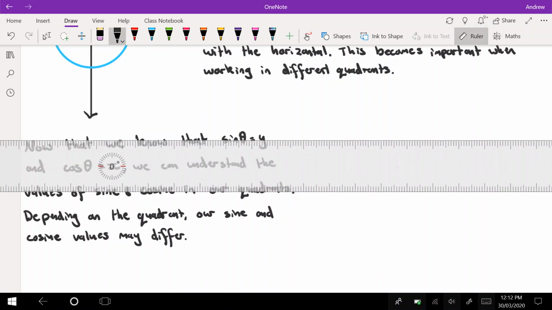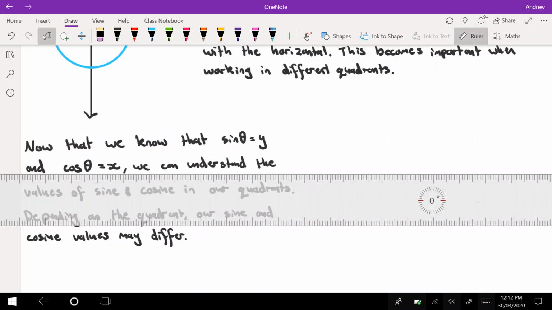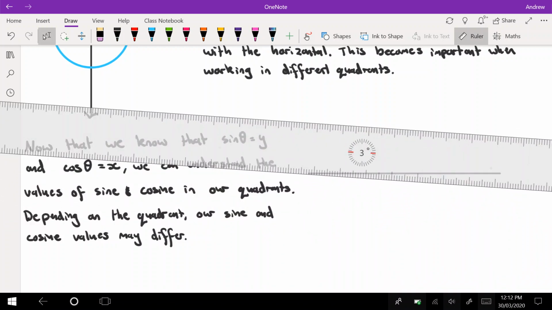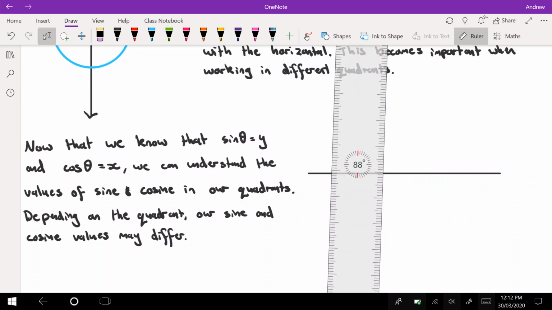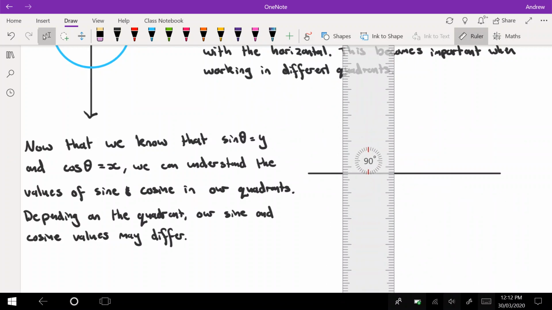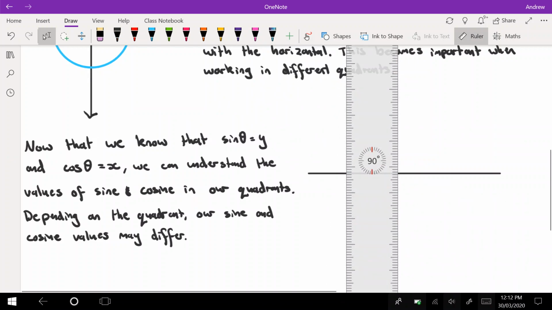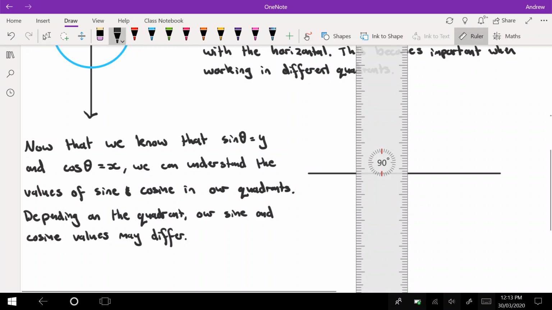So I'm going to draw in another set of axes, and it's going to be of my Cartesian plane. Okay, so I've got my horizontal line there. I'm going to have my vertical line around about in the middle. No, that was nowhere near the middle. Let's try that one.